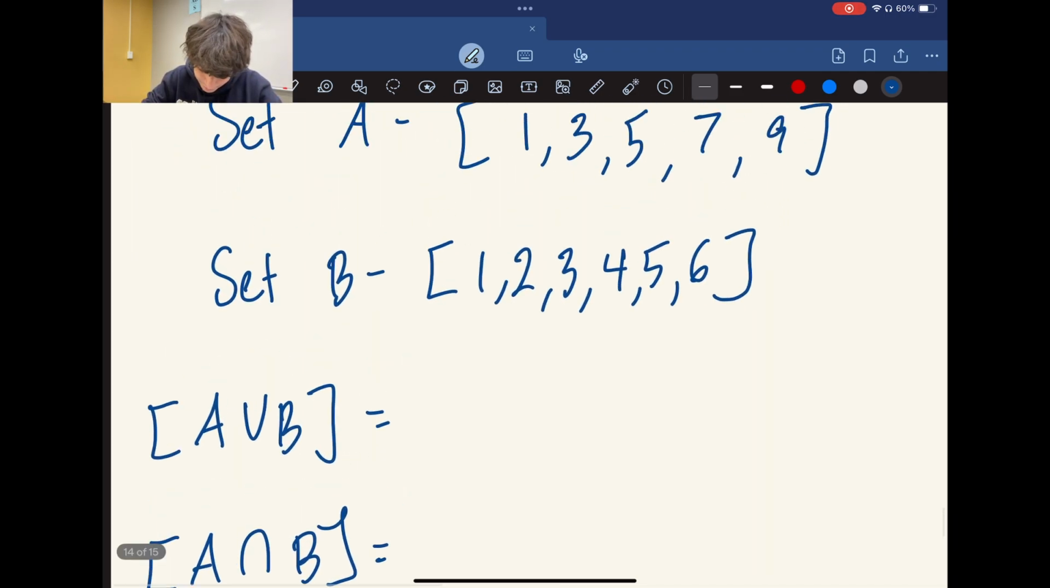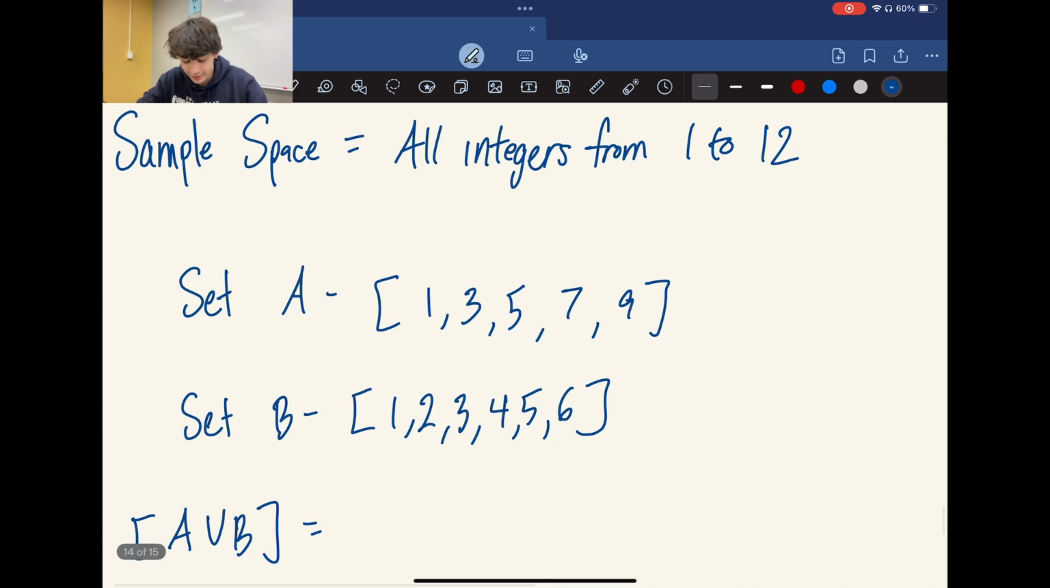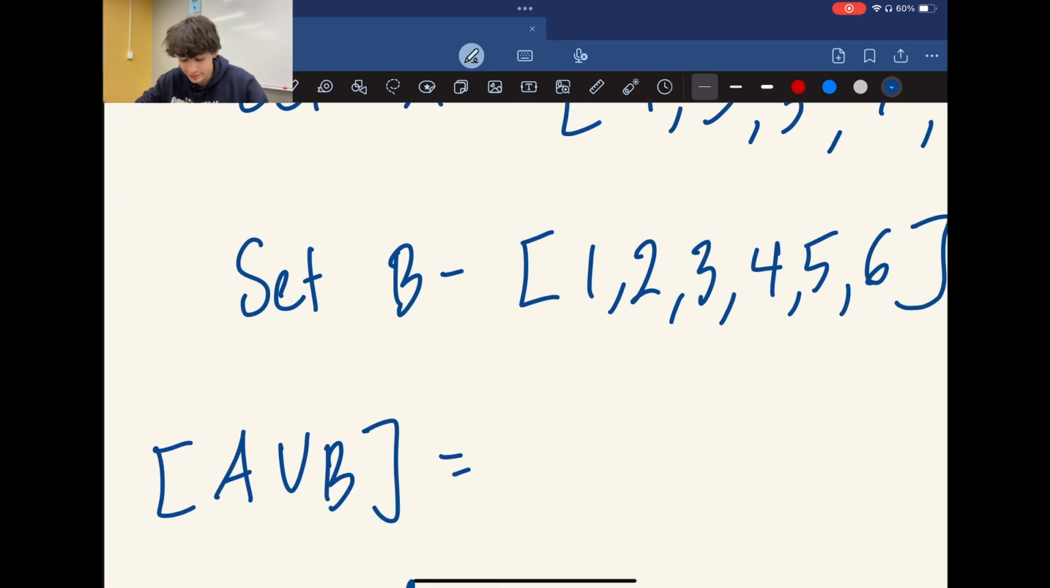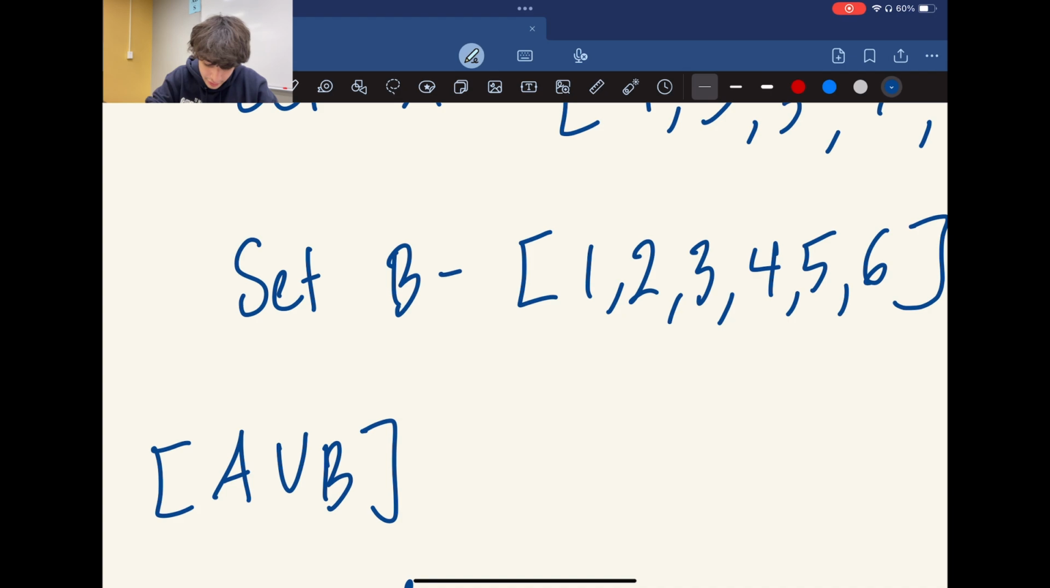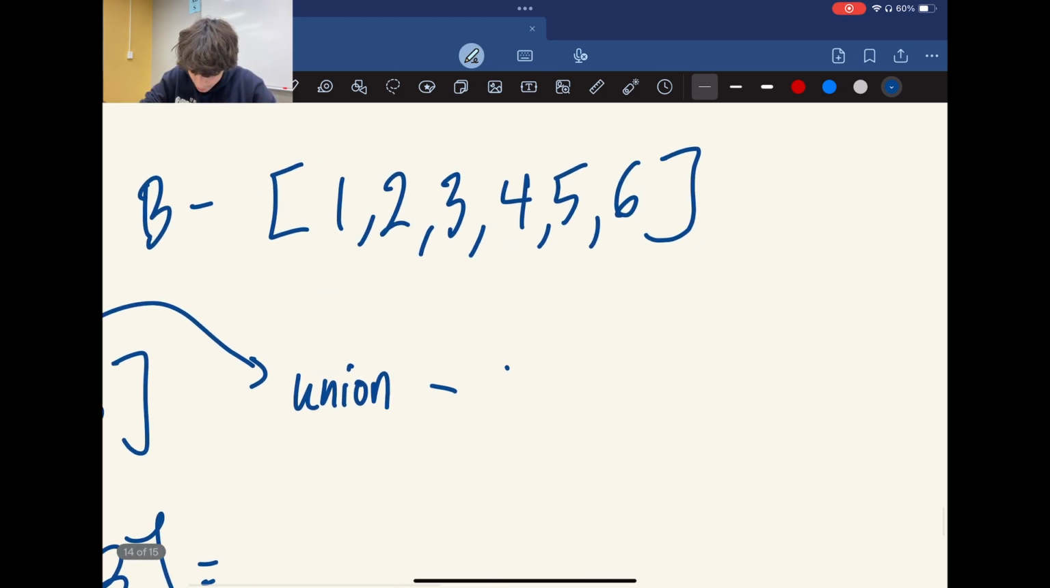So let's get started. Over here, we have A and then this U and B. So what does that mean? And before I define it, let's see what we have going on. So we have two sets, like I said before. Set A is these 5 numbers, set B is these 6 numbers, and they're asking here A union B. So let's define what this means before we calculate for it. So this right here is what mathematicians define as a union. And what a union means in this case is we're going to take all elements.